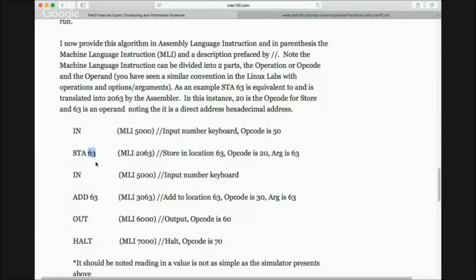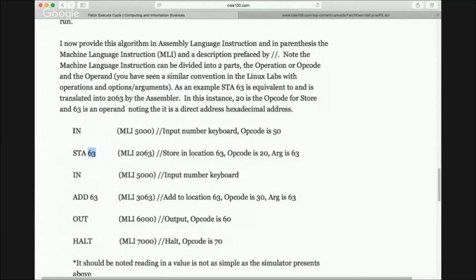And in some ways, this is analogous to what you're doing in your Linux labs, right? You have an operation, ls. And then you give it an option, -a, -l. Or in some cases, in Linux, of course, we have both options and arguments. I could change directory into a subdirectory, cd space CISS100 from the Linux lab.